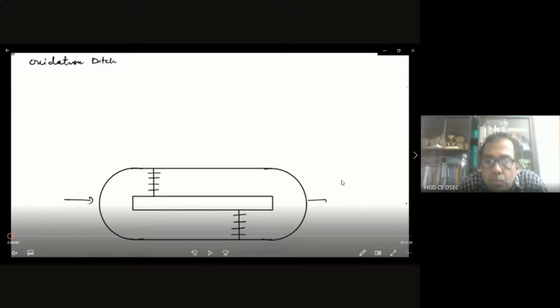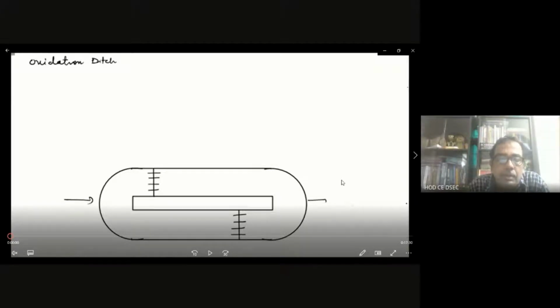Now we are in module 5, that is wastewater treatment. In continuation of my earlier lectures, you remember we have been discussing the biological treatment of wastewater. We have described the activated sludge process. We have described the trickling filter. Now we are going to discuss today the oxidation ditch.